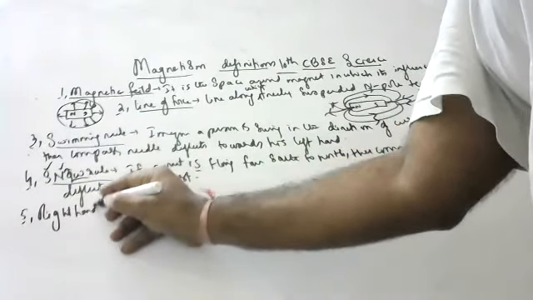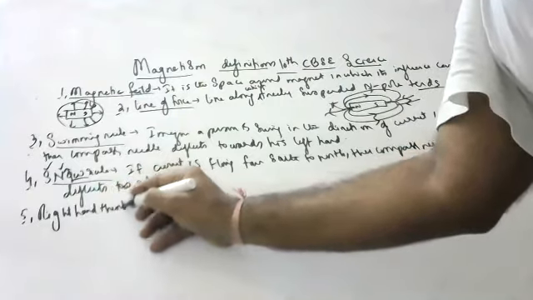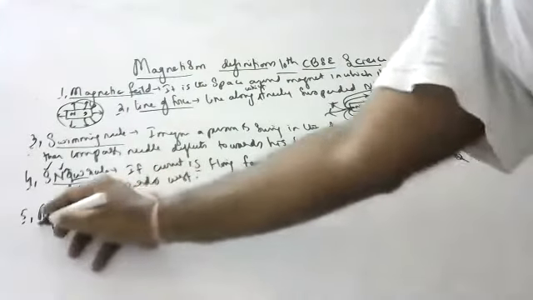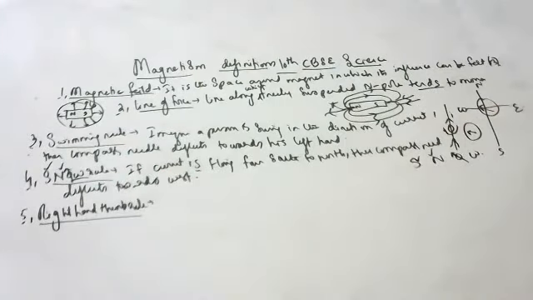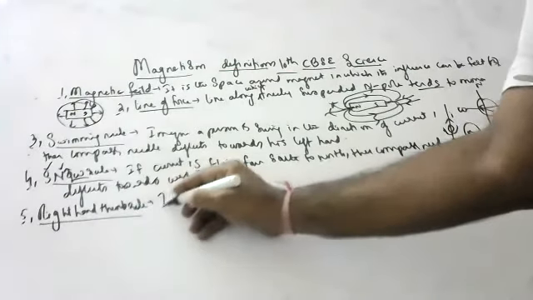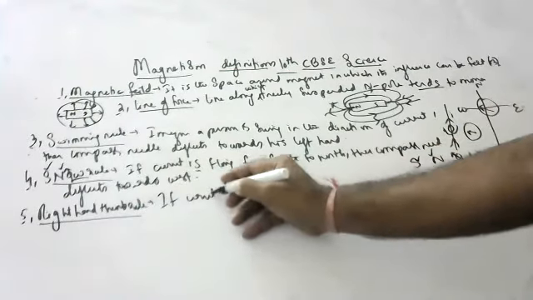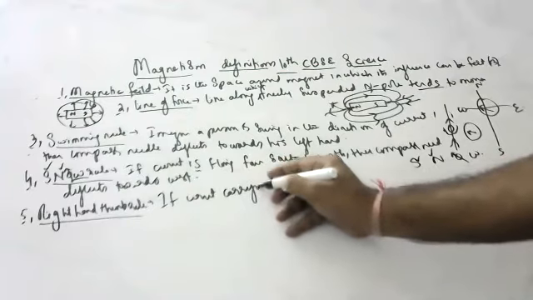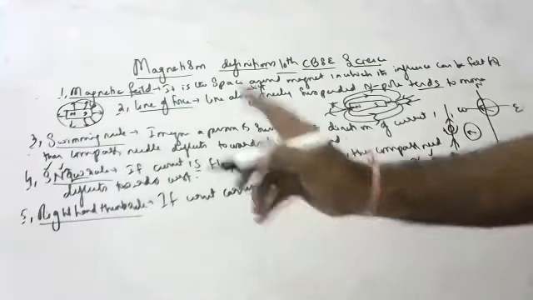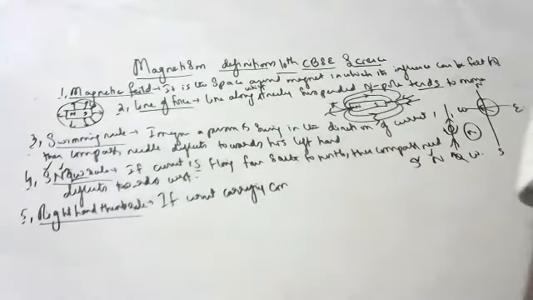Right hand thumb rule. Right hand thumb rule gives what, children? Direction of magnetic field. Okay. If current carrying conductor is held in right hand. Don't put flaming or anything, children. It's just right hand thumb rule.